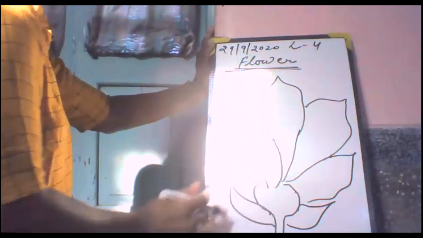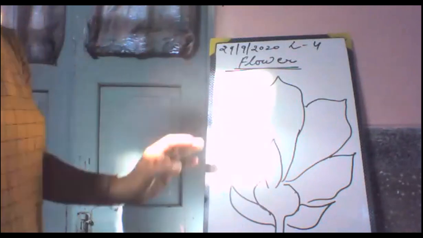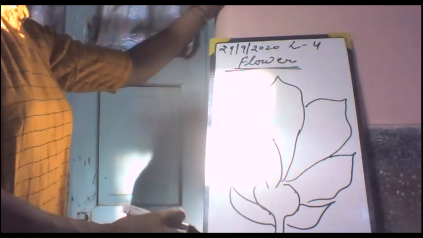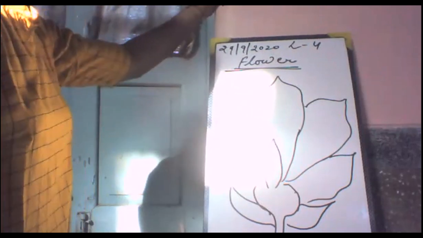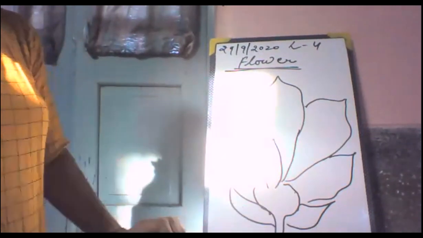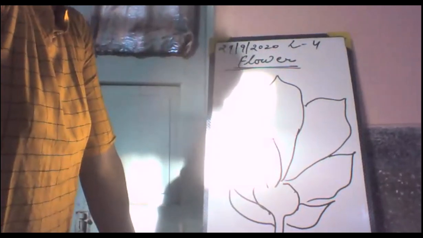This is the structure of flower. The part of the flower which is attached to the stem or branch is known as stalk. The first part of the flower is the stalk. It supports the flower, and in some plants this stalk is absent. There is absence of stalk in some flowers. That type of flower is known as sessile flower.